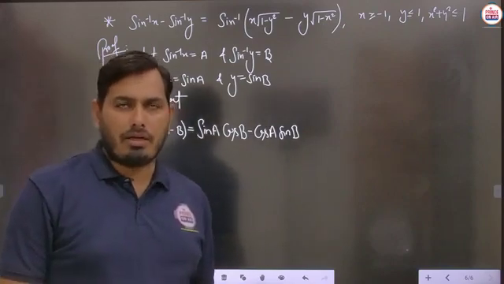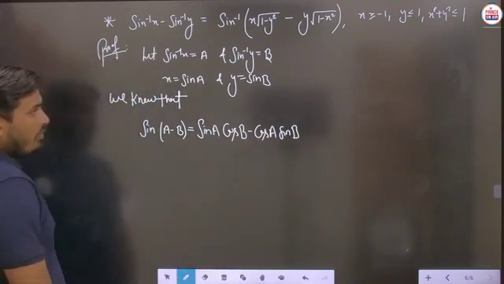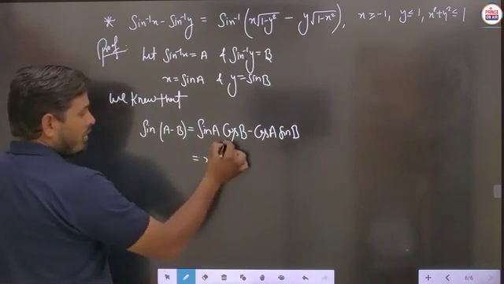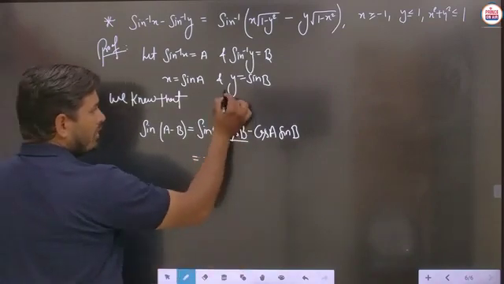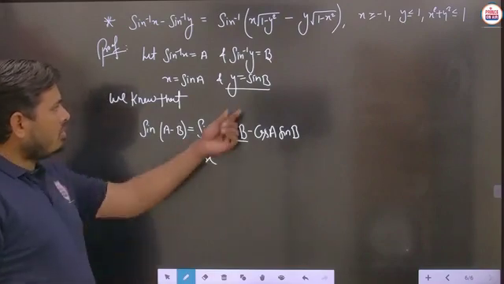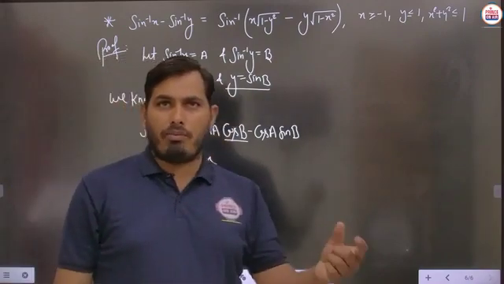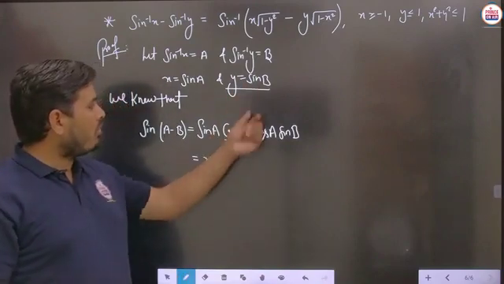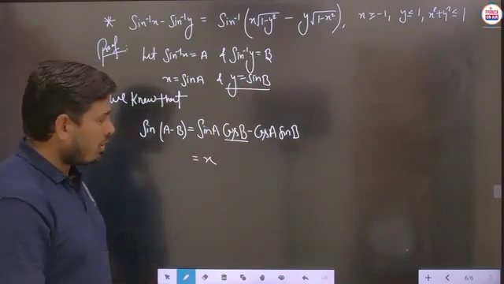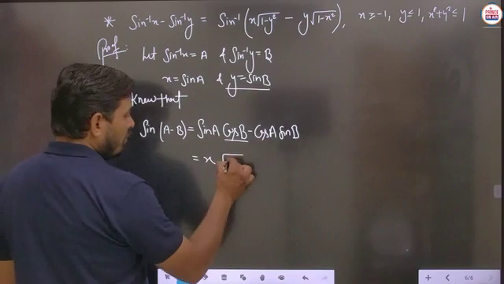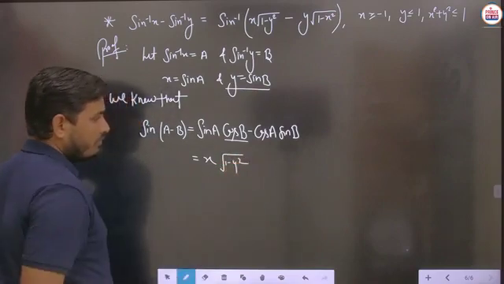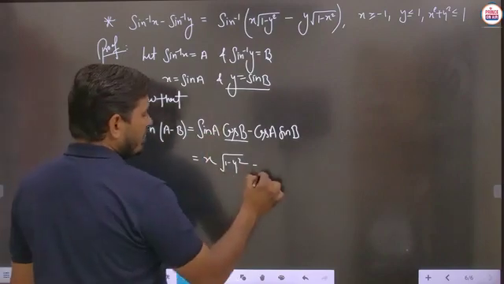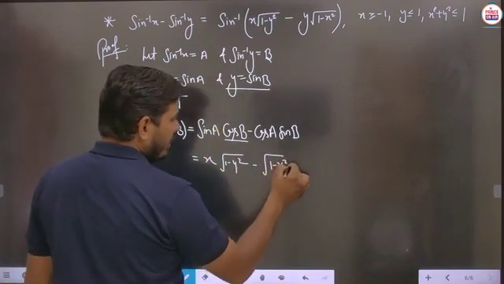Is it clear? Now we just put the value of sin A. Sin A becomes x here. What should be cos B? Sin B is y. Then from the property sin square theta plus cos square theta equals 1, you can obtain cos B as under root of 1 minus y square. Similarly, cos A is under root of 1 minus x square, and sin B is y.